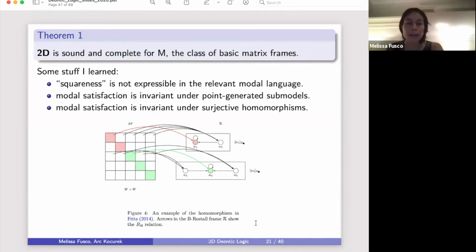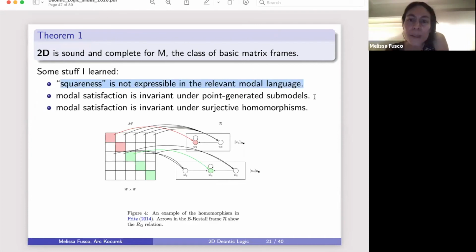So how did I do that? I was following pretty closely a strategy that Fritz uses in a 2014 paper. So Fritz is axiomatizing a priori, but he's not breaking it down into the box and dagger like I am. But the way that he did that is to sort of, over here, what you have is point-generated subframes of the set of frames for which completeness is immediate by Sahlqvist. And so these aren't necessarily square, right? You cannot express squareness in the relevant modal language.